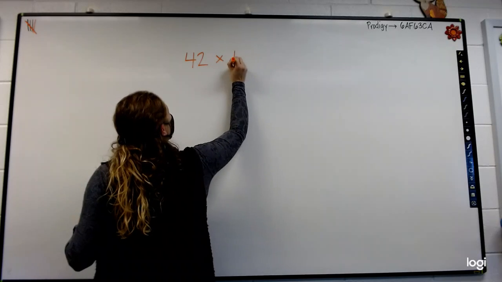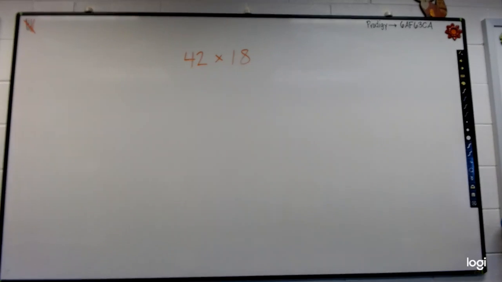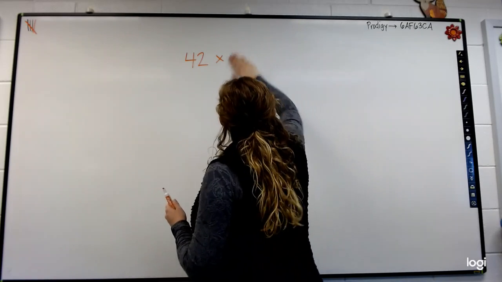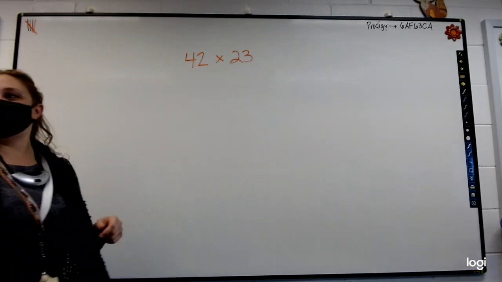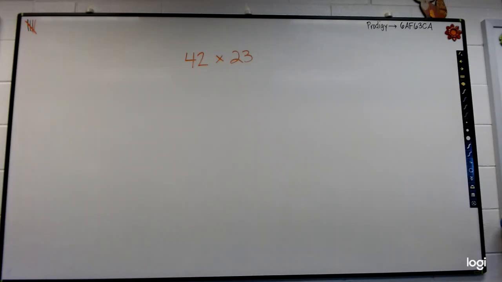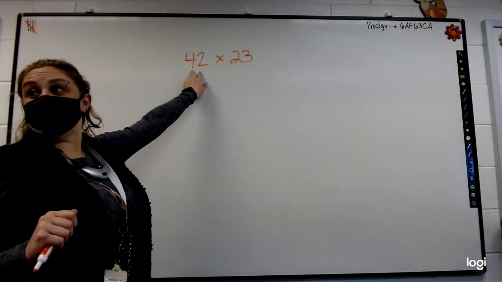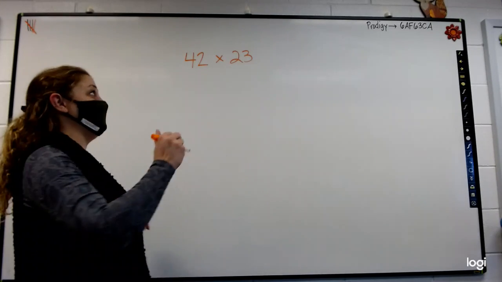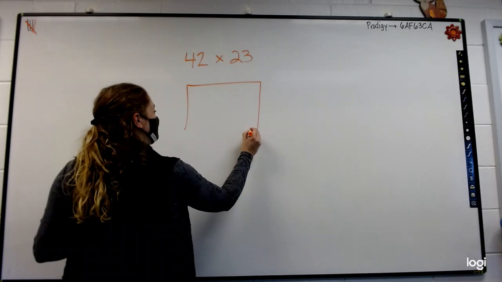42 times... What? Another one with 18? Oh, we just did 18. Let me do 20. Let's do 23. 42 times 23. Now, we know since it's a two-digit by a two-digit number, we need a grid, a box of 4 boxes.